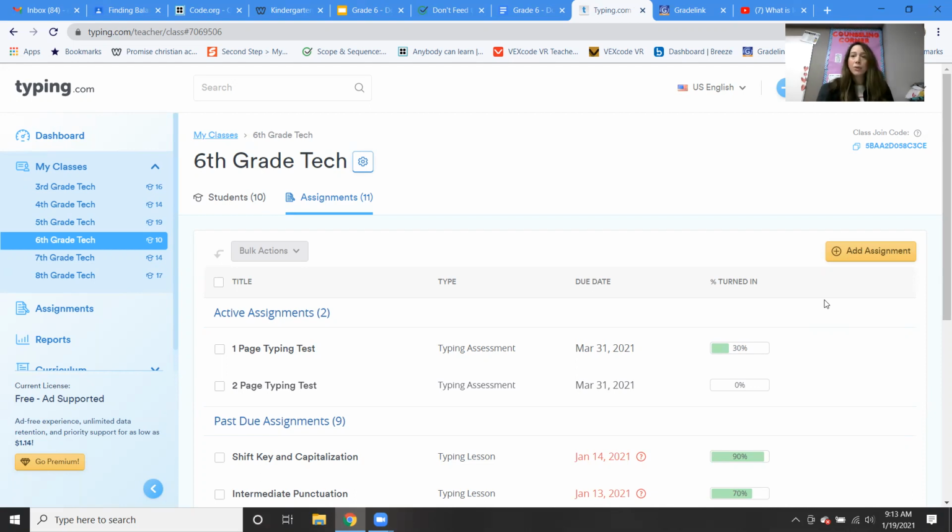All right, so let's see, where do I want to start? The typing. You have another weekly typing assignment. This week is the 2-page typing test. Last week was the 1-page. I saw only 30% of you did it. So hopefully you keep up with the typing. That's an easy 100. If you finish the typing, you get 100 on it.